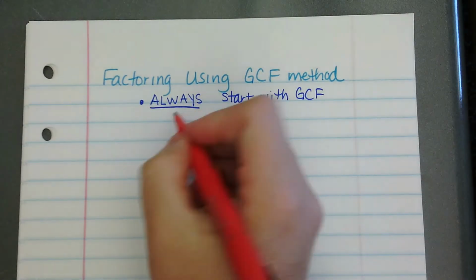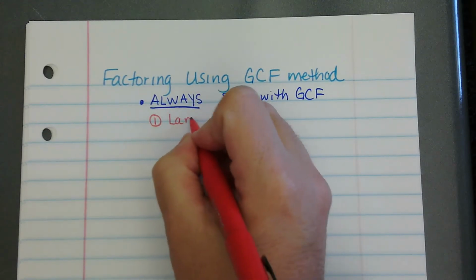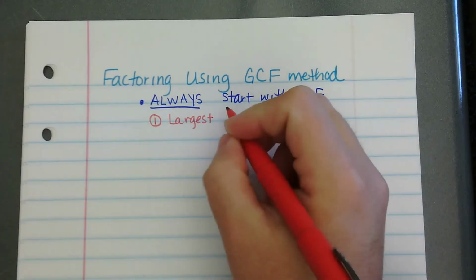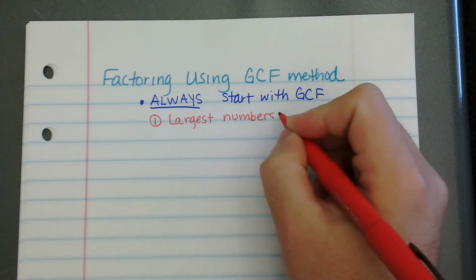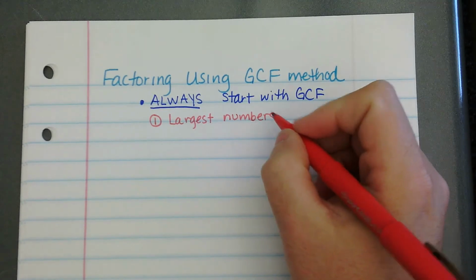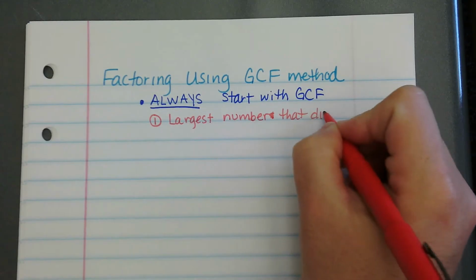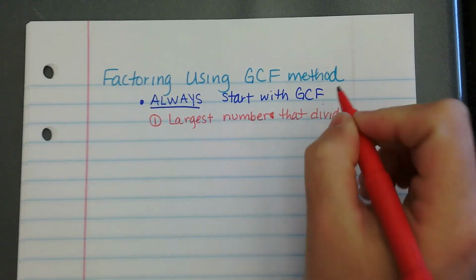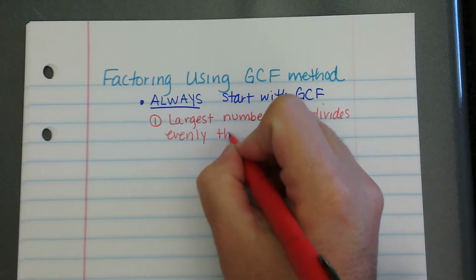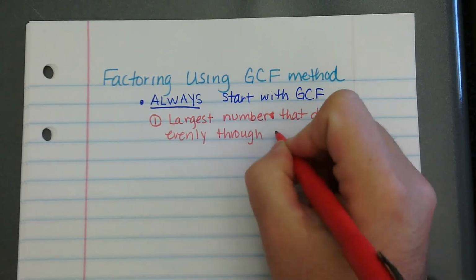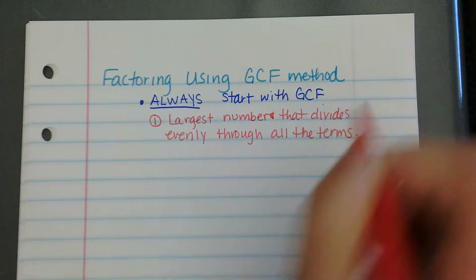The first thing that you need to know is that we're looking for the largest factor, or the largest number that divides evenly into all of the terms. Largest number that divides evenly through all the terms. That takes care of the numerical part.